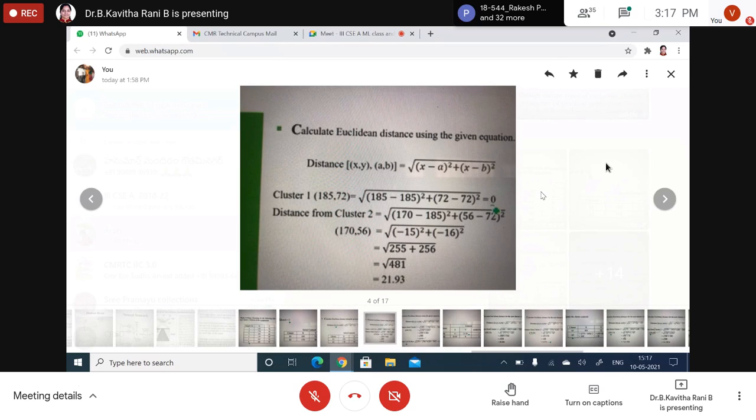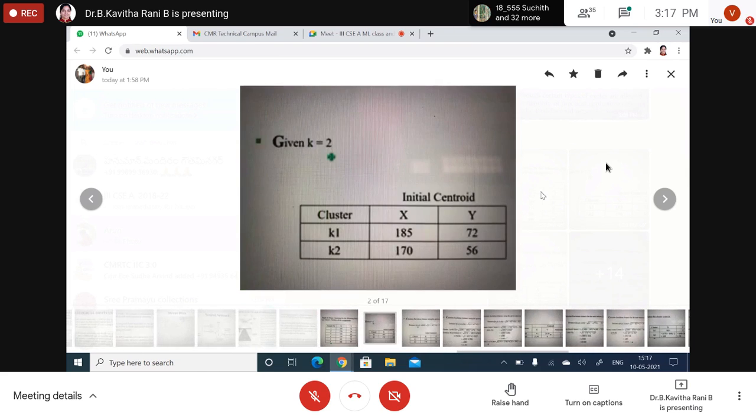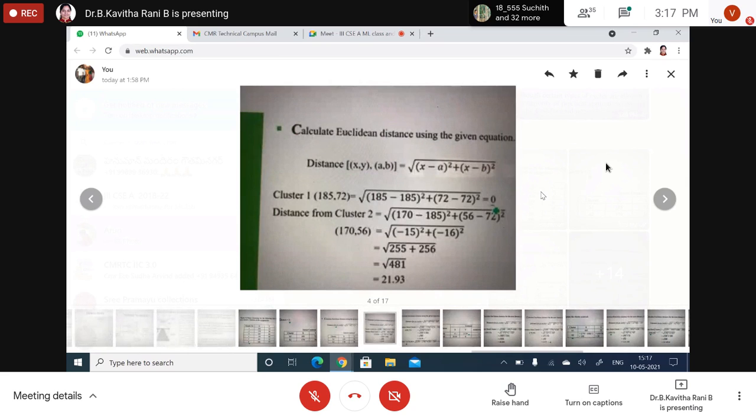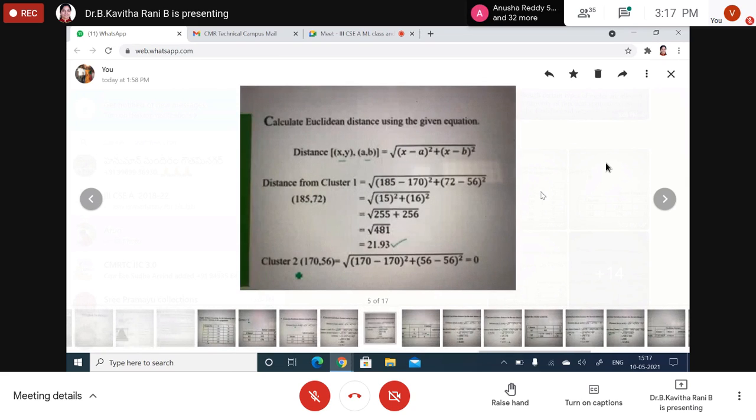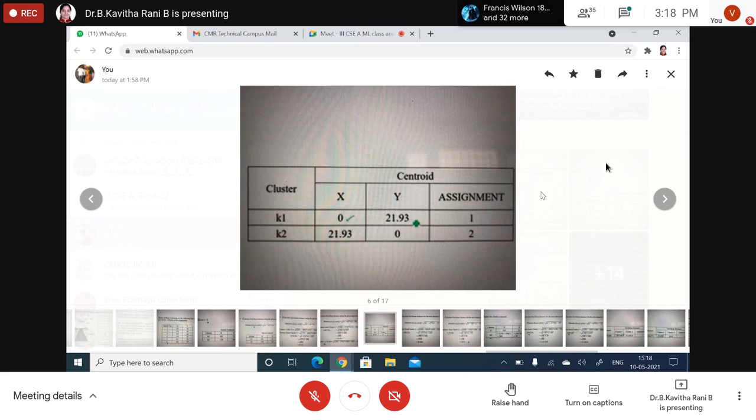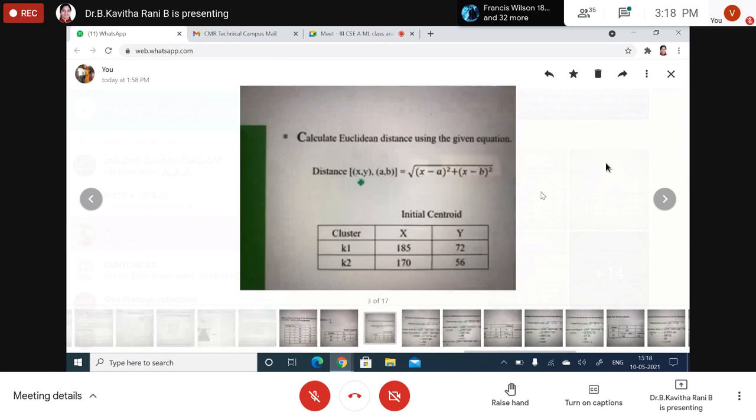Cluster 1 to itself, the distance you will always get is 0. But if you find the distance between K1 and K2, what do you get? 21.93. In the same way, the distance from cluster 1 is also 21.93. Okay, keep this aside. Now what you have to do here is compare each and every other point which is there in the table.